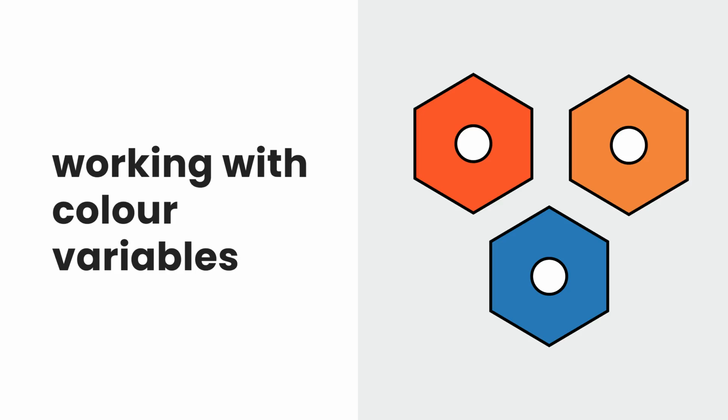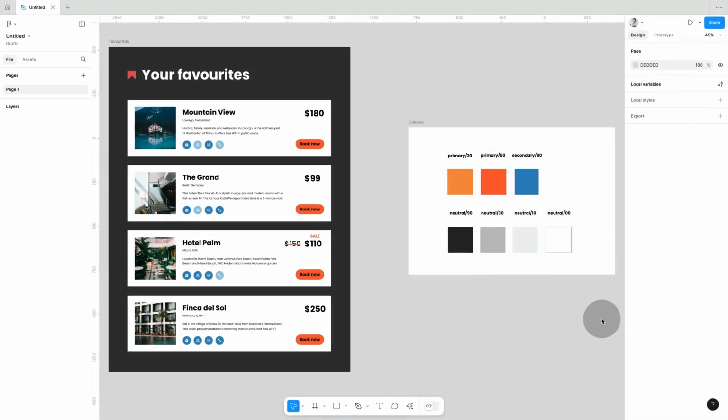Working with color variables. In our design, we usually have a set palette of colors, and we want to make sure that everything in our design follows this palette. Now in my design here, you can see that I am using red, but some of the tones of red are a little bit off.